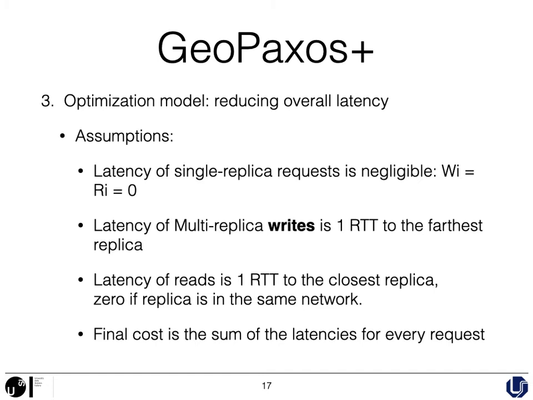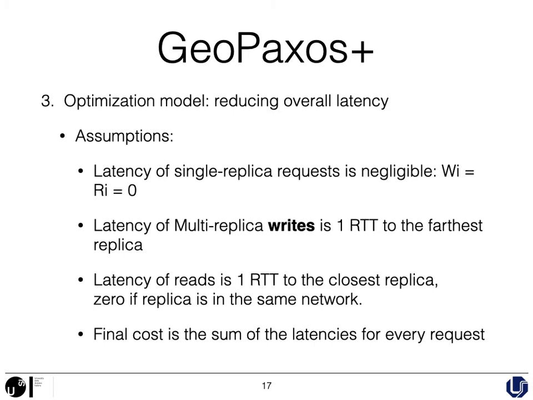The target here is to reduce the overall latency from the point of view of the client. And we have some assumptions here. The latency of a single replica request is always 0, no matter if it's a write or a read. This is the time to order a write or read request. Since the latency between servers is around 100 milliseconds, we assume that the latency to order the request inside a single replica is 0. The latency of multi-replica writes is 1 round trip to the farthest replica. I'll show in the picture how it works in the next slide.